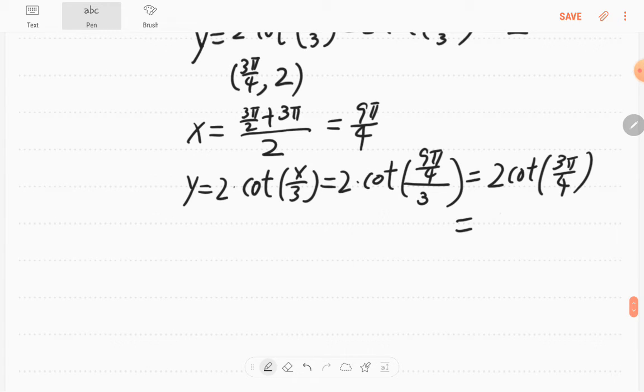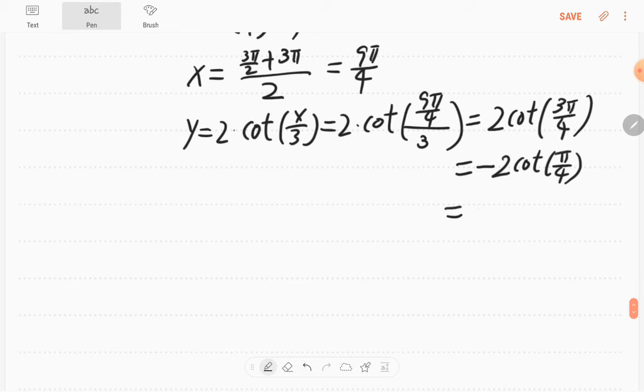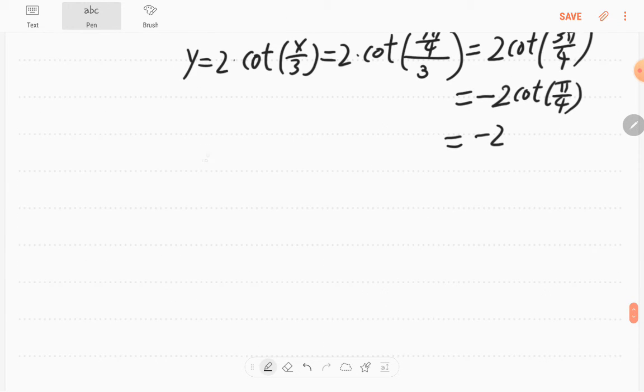So if we calculate, we need to find the reference angle, right? For 3 pi over 4, the reference angle is pi over 4. So it's equal to cotangent pi over 4, but positive or negative? 3 pi over 4 is in the second quadrant. In the second quadrant tangent is negative, so cotangent is also negative, right? So it's negative here. So it's equal to -2. Okay, so our second halfway point is 9 pi over 4 and -2.